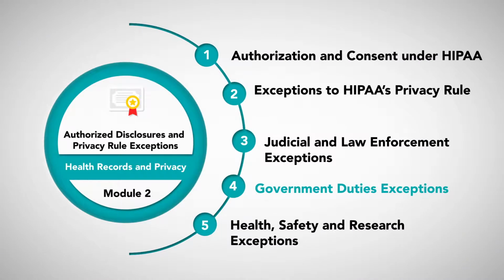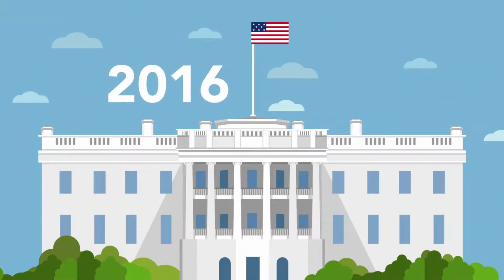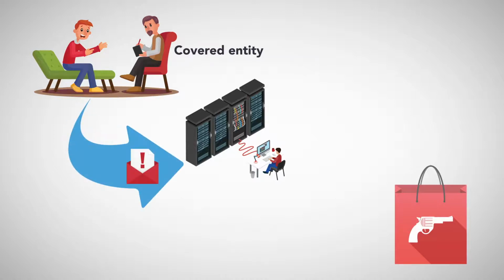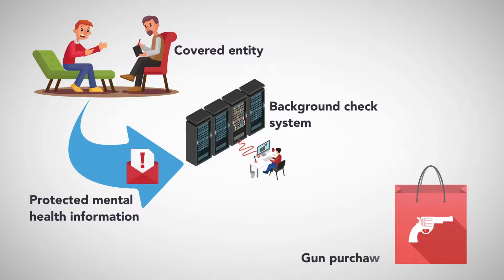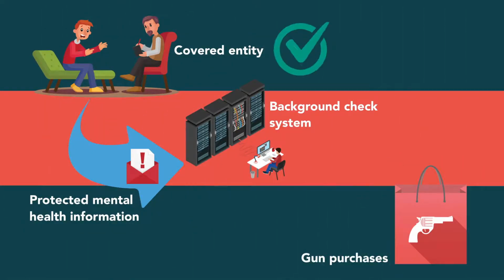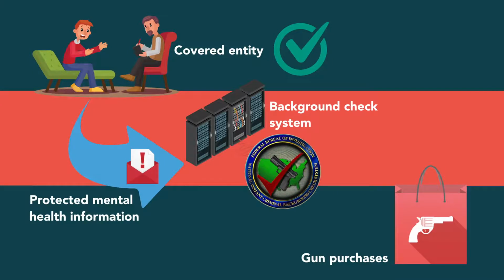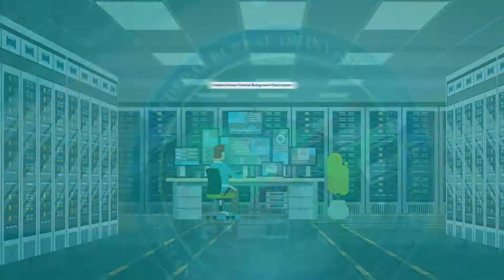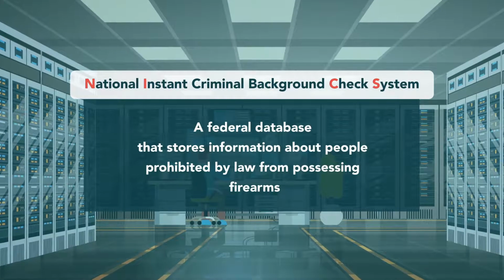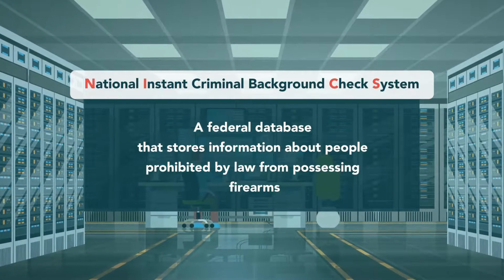Government duties exceptions. In early 2016, President Barack Obama issued a series of executive orders that increased a covered entity's ability to report a person's protected mental health information to the background check system for those wanting to purchase firearms. Now, a covered entity may use or disclose protected health information for purposes of reporting information to the National Instant Criminal Background Check System. Known as the NICS, the system is a federal database that stores information about people prohibited by law from possessing firearms.